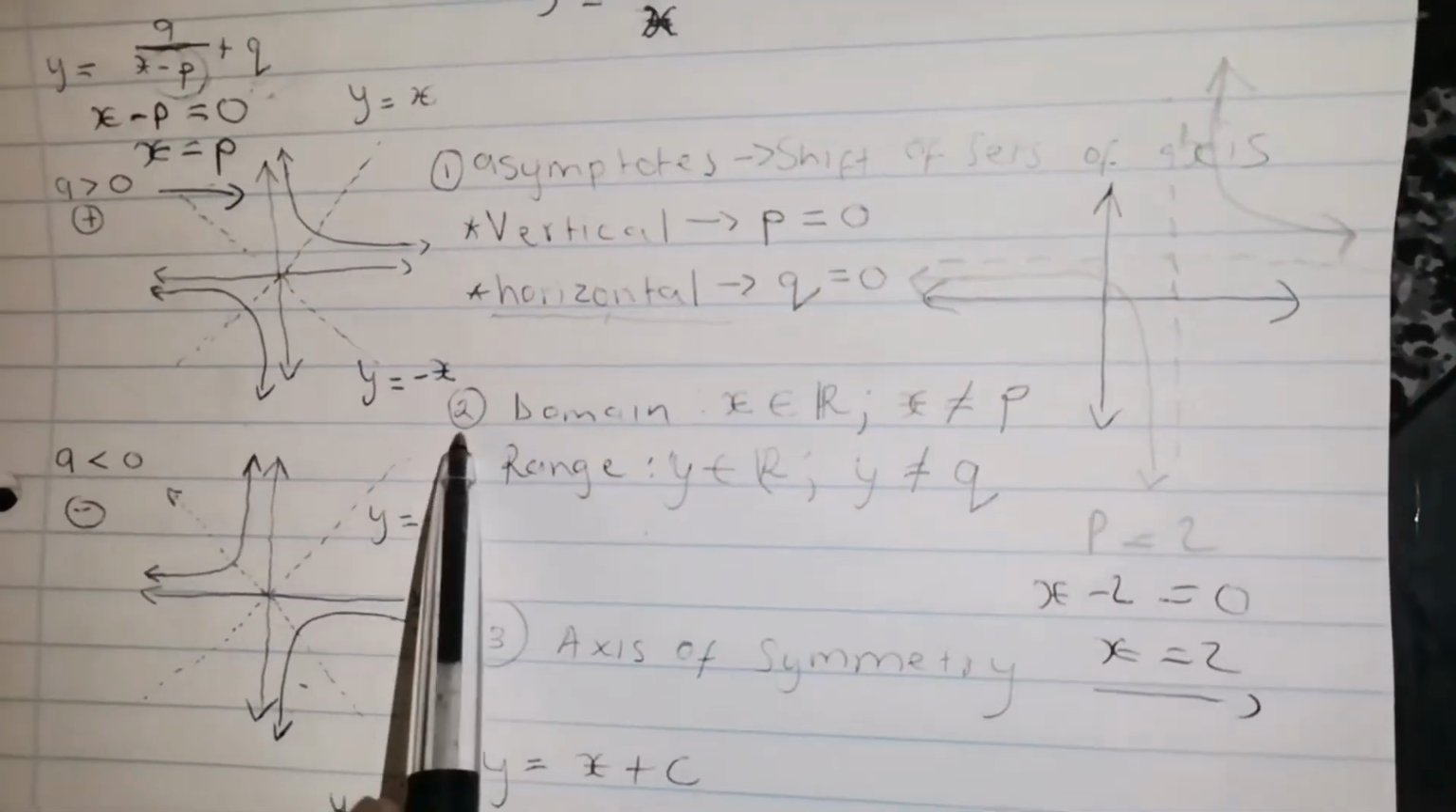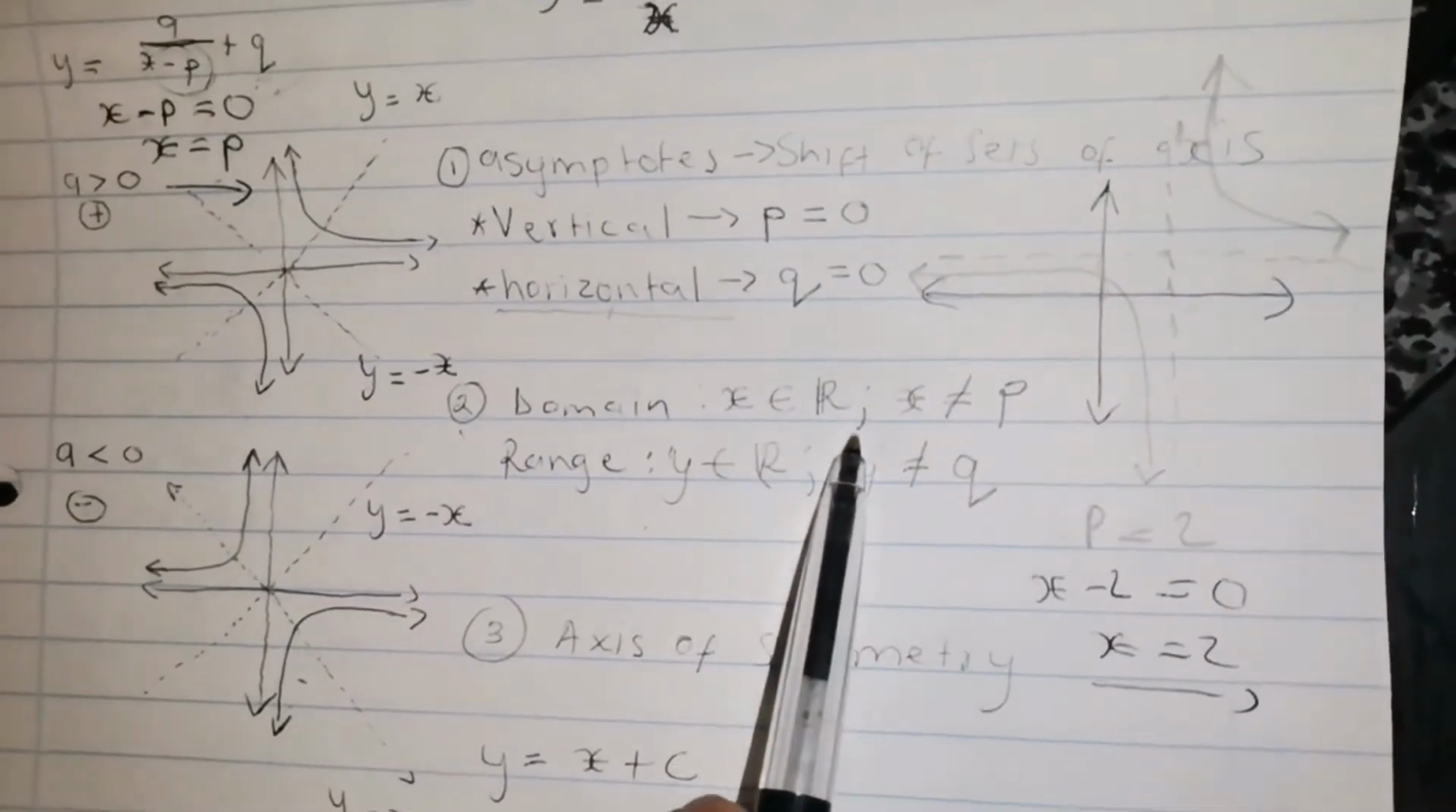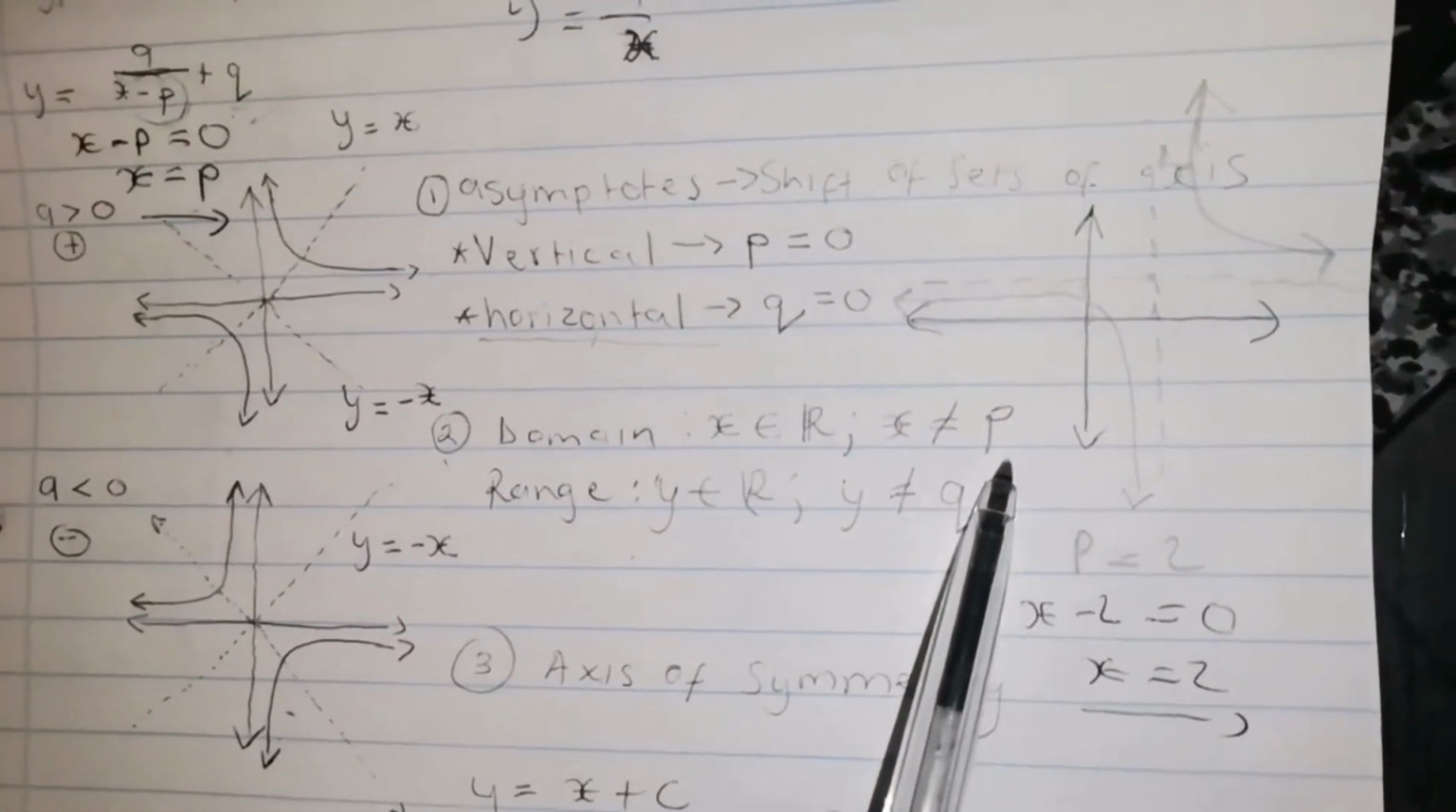Domain and range. Number 2, domain: all x values that are real such that x is not equal to p. Let's come back here.